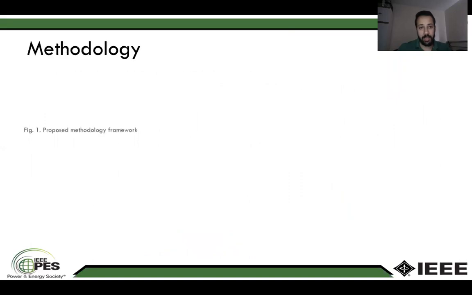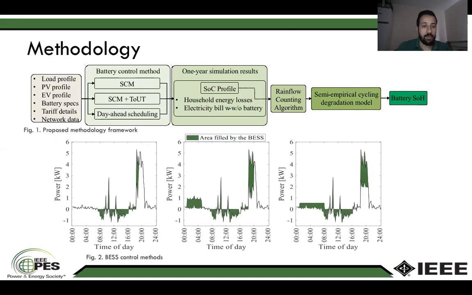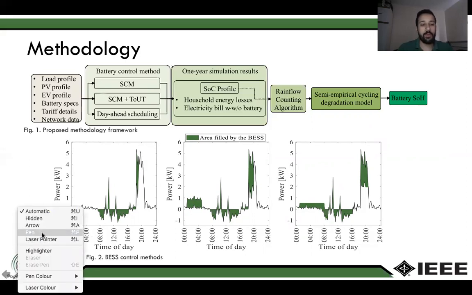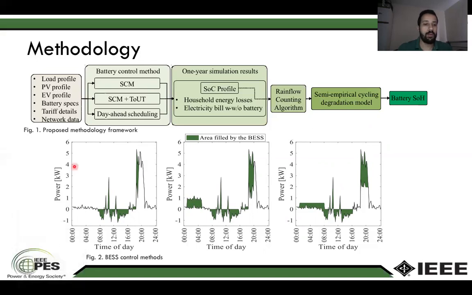The methodology is, first, we collect the data, which is represented in load profiles, solar photovoltaic profiles, electric vehicle profiles, and the battery specifications from the market, as well as the tariff structures and network data. Second, we are applying three different strategies. The first one is the conventional self-consumption maximization method, which aims to charge the battery whenever the generation exceeds the demand and discharge whenever the demand exceeds the generation.